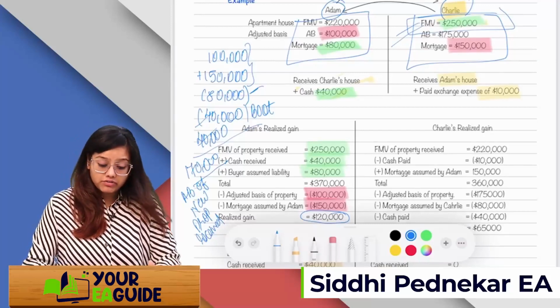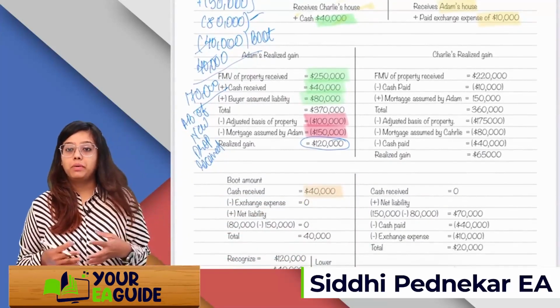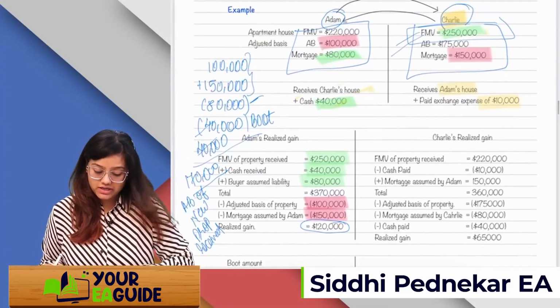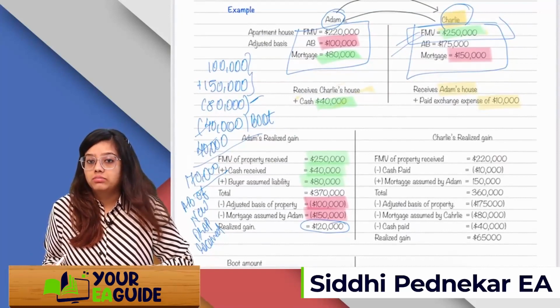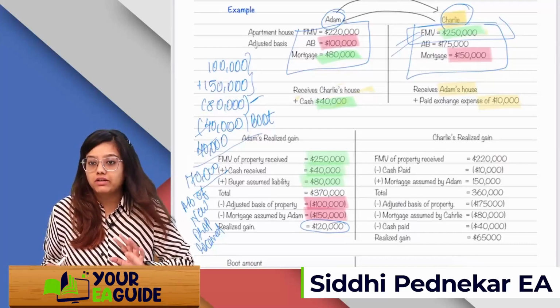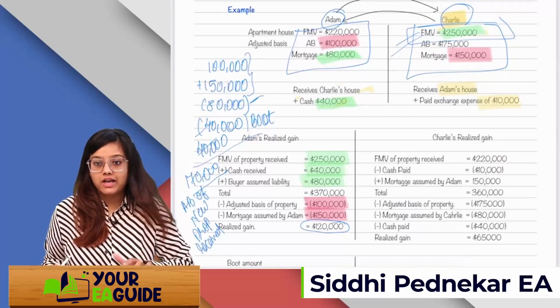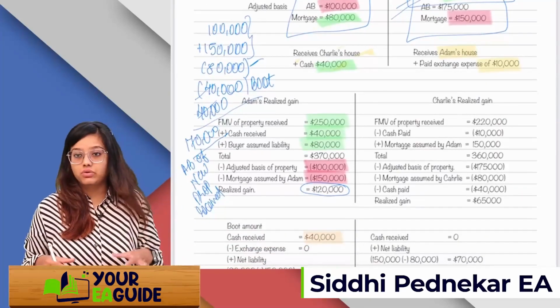Now calculate it from the point of view of Charlie. From the point of view of Charlie, whatever property you are receiving, take the FMV. What is the FMV of the property that Charlie is receiving? 2,20,000. Whatever mortgage Charlie is giving up, we will add it. That is 1,50,000, we will add it. We will reduce if any cash is paid, right? Cash is paid by Charlie. Yes, it is 10,000. So we have reduced the cash. So that is the total.